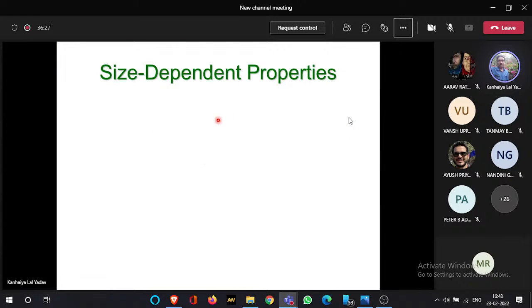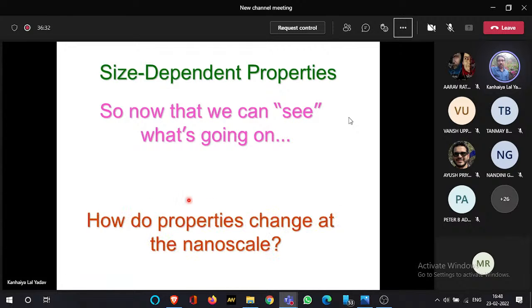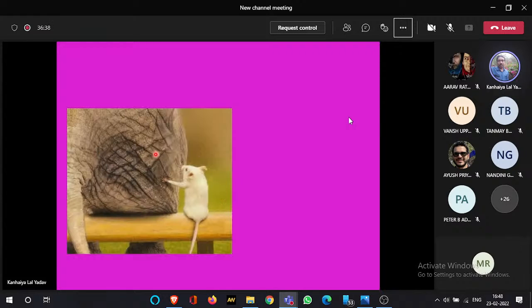So there are size dependent properties. Now that we can see what's going on, how do properties change at the nanoscale? What do you see here? Anything? Elephant, you can see, and what else is there? And the rat. Mouse. Mouse, elephant. The elephant and the mouse are there, okay.